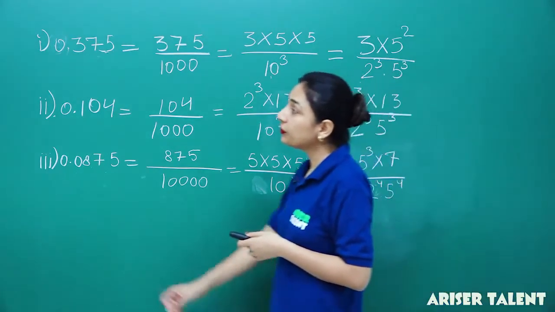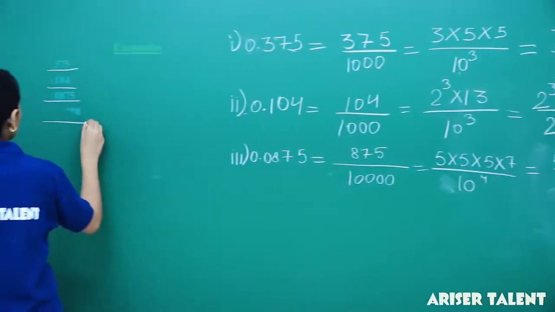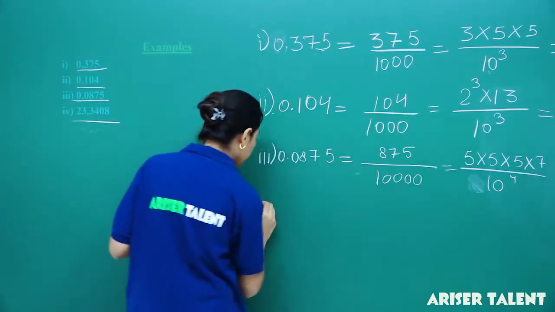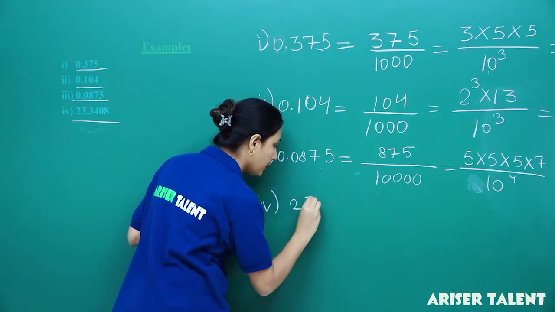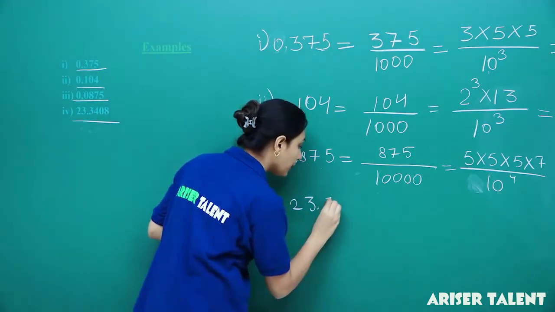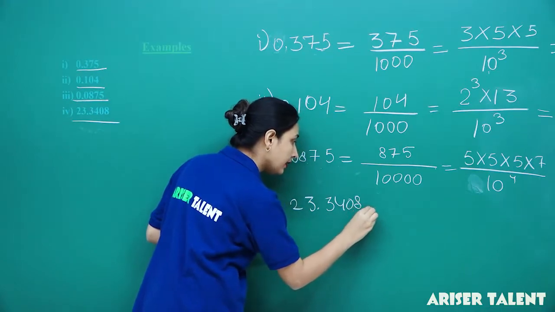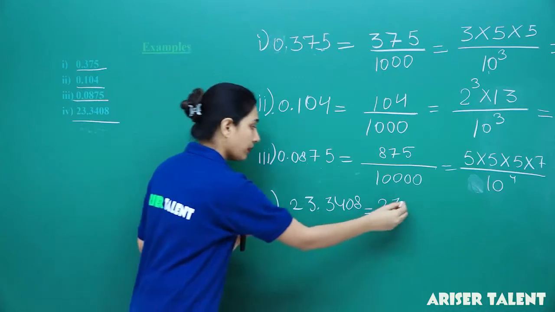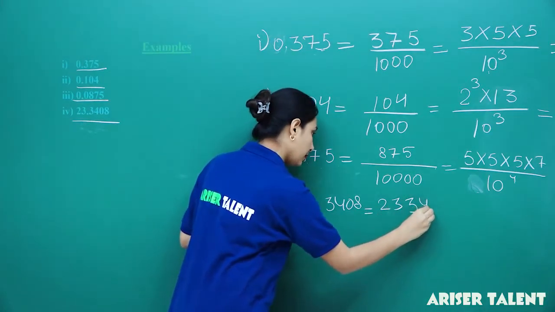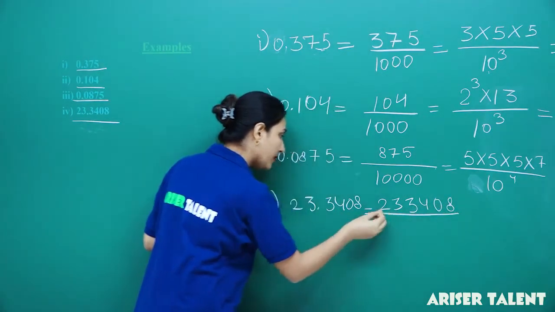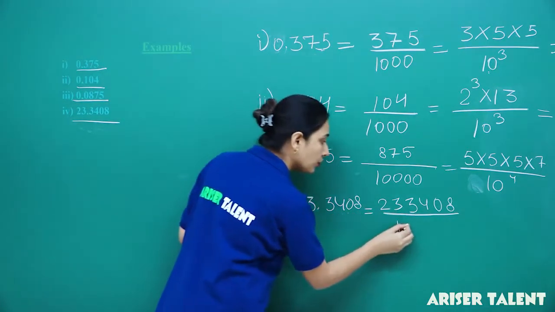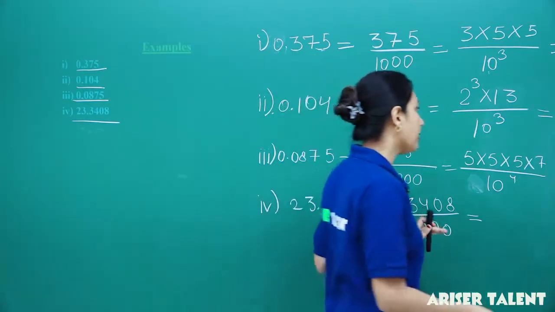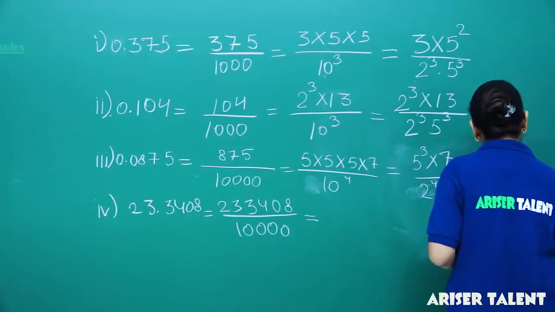Now, we will take the fourth number. This is 23.3408. We will remove the decimal from here: 233408. Now, how many zeros? 1, 2, 3 and 4. Four zeros are here. Now, again prime factorization, so we will do it here.